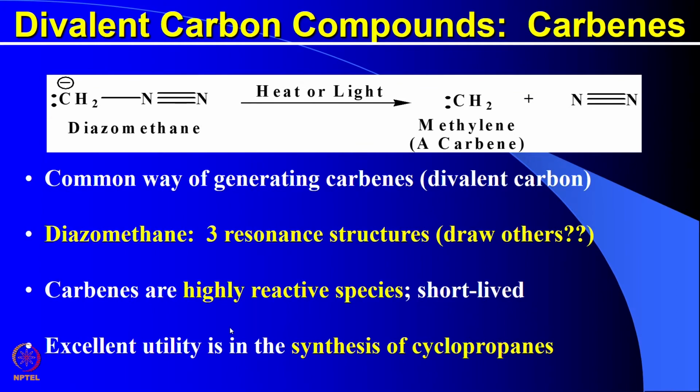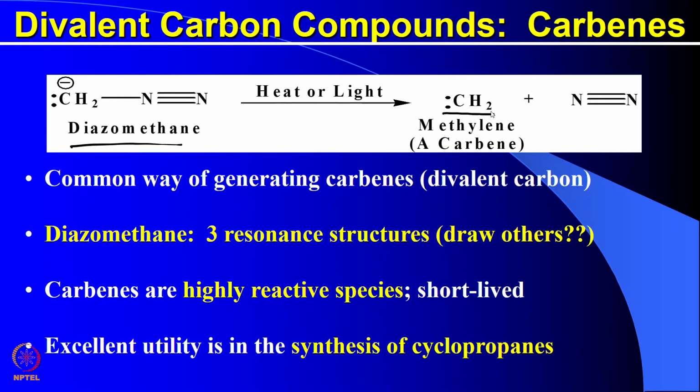Now I would like to introduce you to a new type of compounds which are called carbenes, and these carbenes are also a species which can be added to CC double bond to make different types of compounds. So when you take a compound called diazomethane and you apply heat or light to this compound, you generate a species called carbene, a methylene carbene, and nitrogen gas is eliminated. So this is a very common way of generating a carbene.